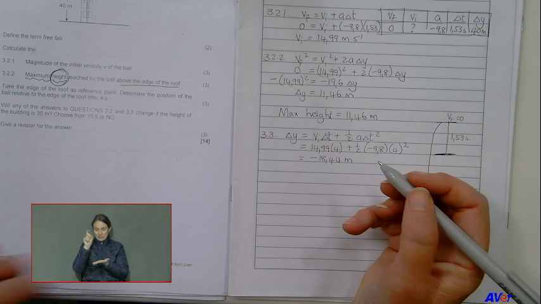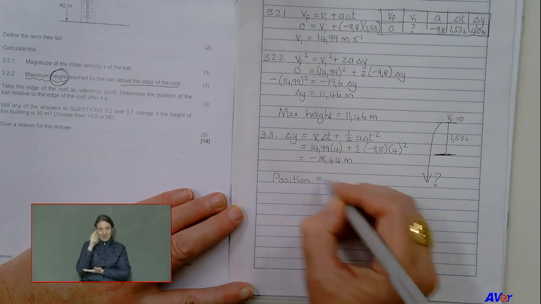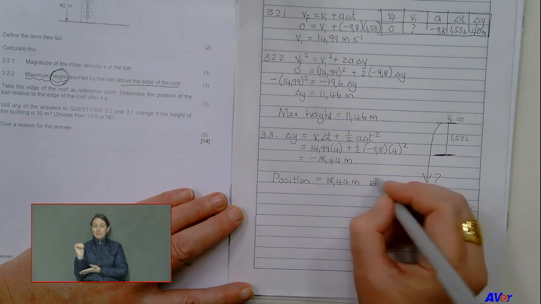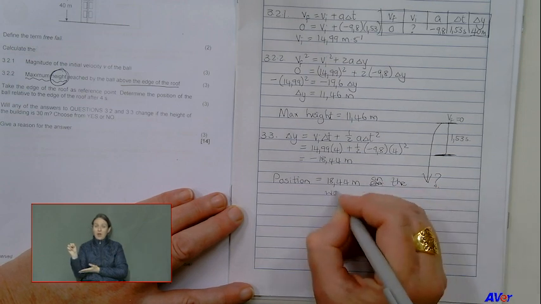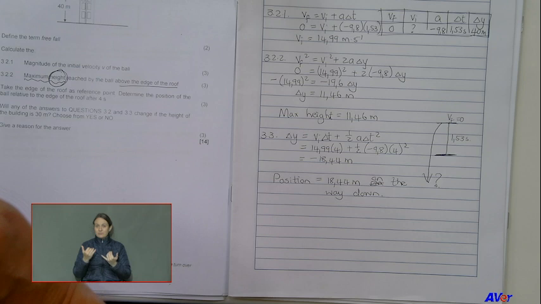and determine position. Position again a scalar value. So I'm going to write position equals 18,44 meters on the way down. I'm not just going to write downwards, because a position can be a scalar value also, but in this case I must say where I am, because that is what the question asks. Determine the position of the ball relative to the edge of the roof. So I must tell that I'm on my way down. So that's important.